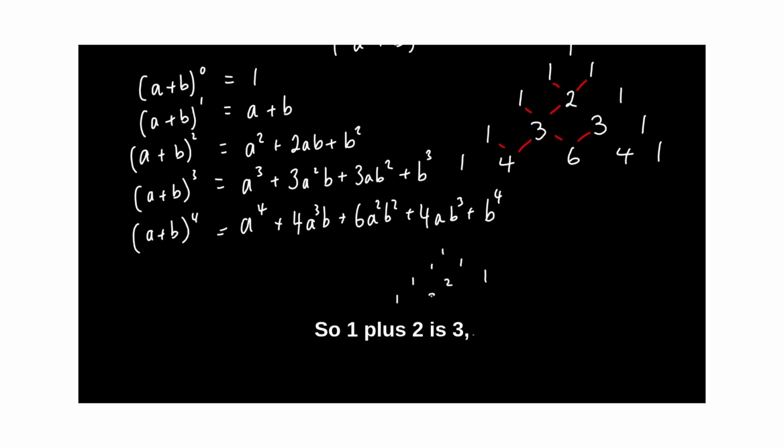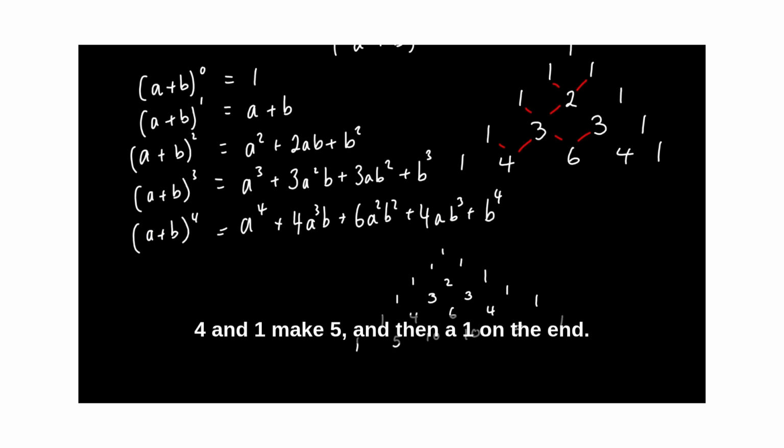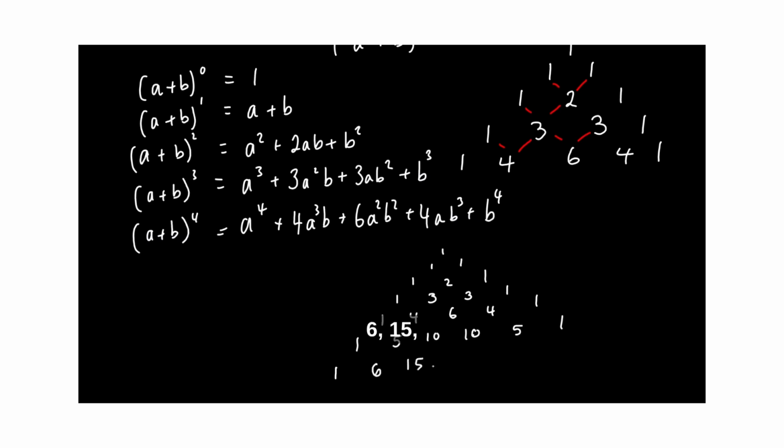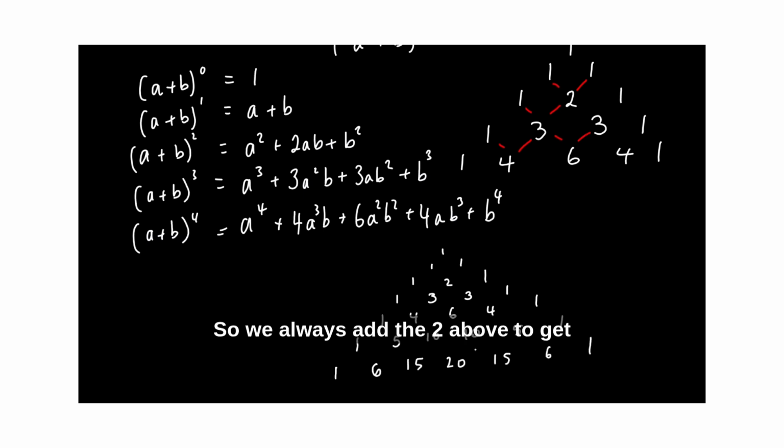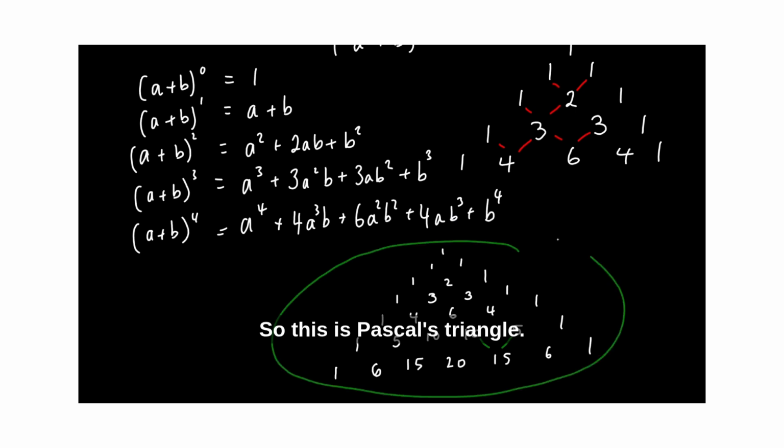So 1 plus 2 is 3. 2 plus 1 is 3. And then a 1 on the end. 1, 4, 6, 4, 1. And I can add the next line. So a 1, and then 1 plus 4 is 5. 4 and 6 make 10. 6 and 4 make 10. 4 and 1 make 5. And then a 1 on the end. So if I had the power of 6, it'd be 1, 6, 15, 20, 15, 6, 1. So we always add the two above to get the one below it. So this is Pascal's triangle.